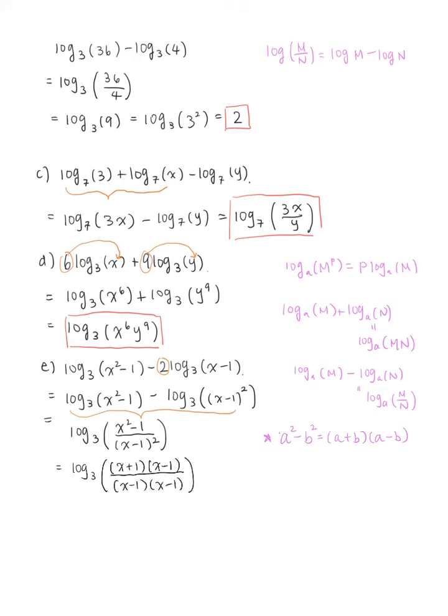All right, so that's what I wrote. Now do you see that we could still simplify a little bit? So we can get rid of the x minus 1s to get log base 3 of (x plus 1) over (x minus 1). And this is going to be the answer. So let me just box that.